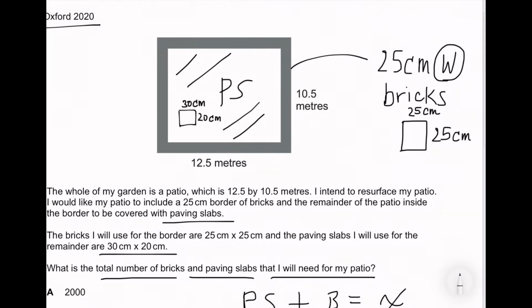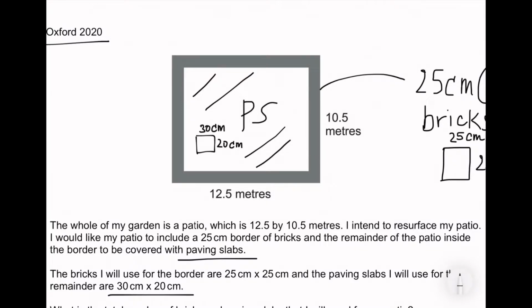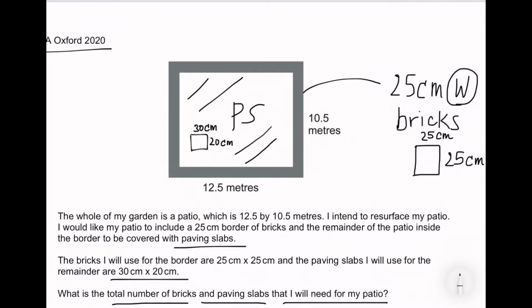First, let's calculate the inside. To calculate the inside, we need to remove 25 centimeters from both sides, because you need to remove 25 centimeters from here and 25 centimeters from here off of 12.5 meters. That's how you're going to calculate the inside length. You don't want the outside length, because remember, the outside is going to be bricks. It's not going to be paving slabs.